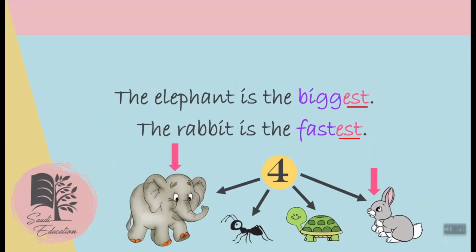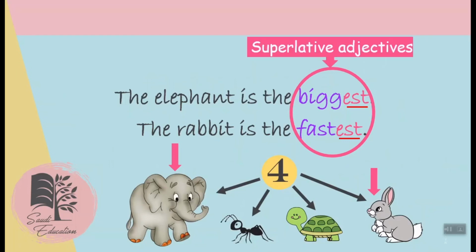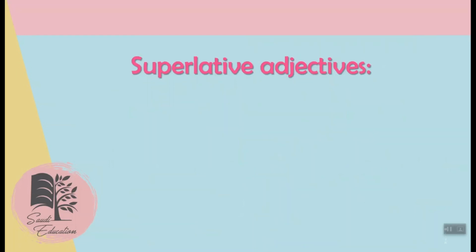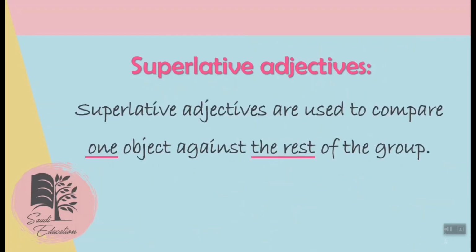Notice that we just added est at the end of the adjectives. Big became biggest and fast became fastest. The words biggest and fastest are superlative adjectives. What are superlative adjectives? Superlative adjectives are used to compare one object against the rest of the group.